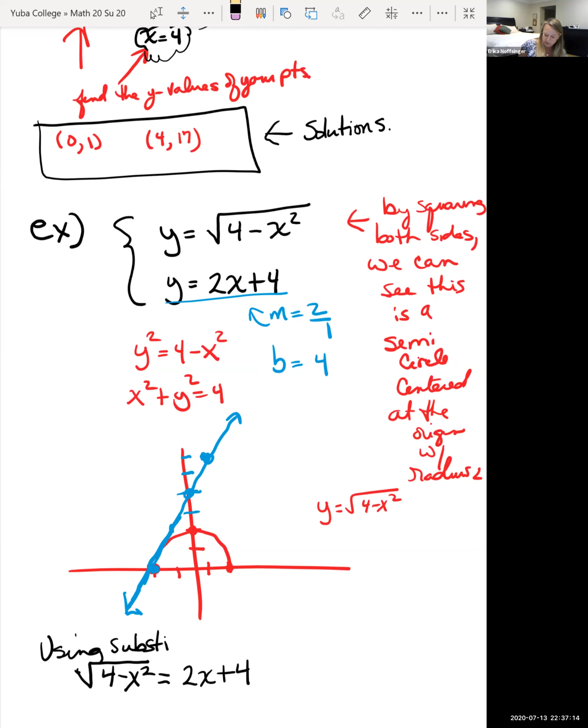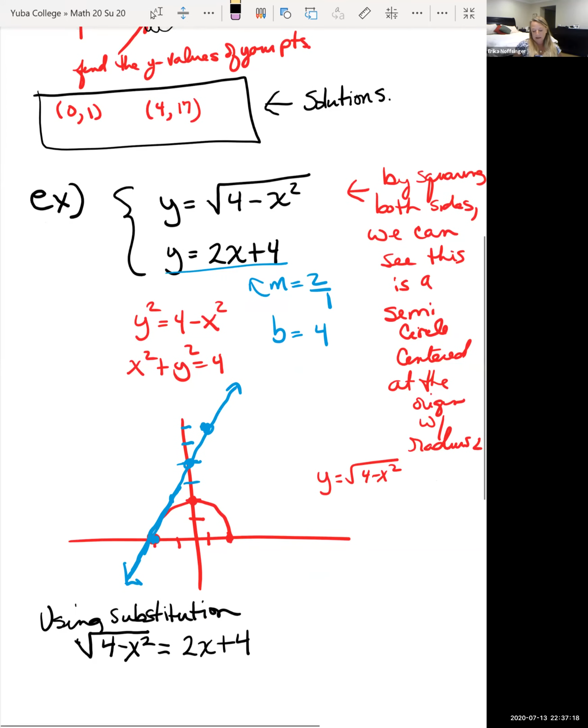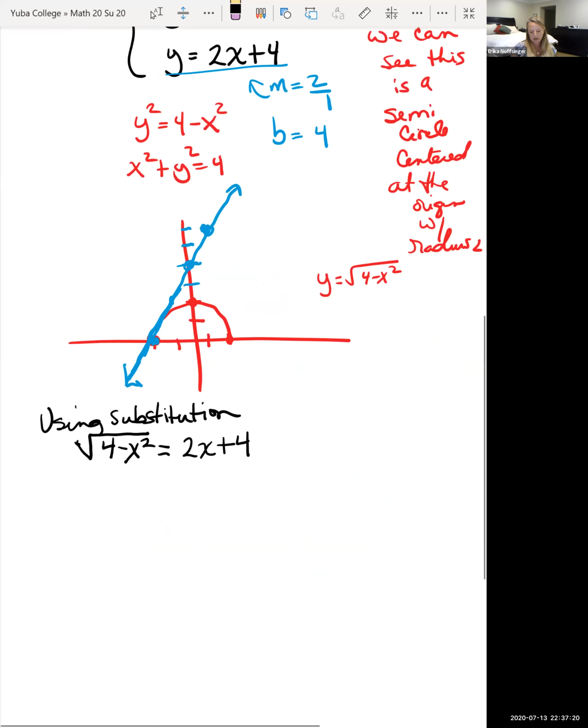So I notice what type of equation I have. I have an equation with a radical. I can use the method where I square both sides. It's already in the form where my radical is isolated. If it wasn't, I would need to isolate it before I squared both sides. Some of you were forgetting to do that.